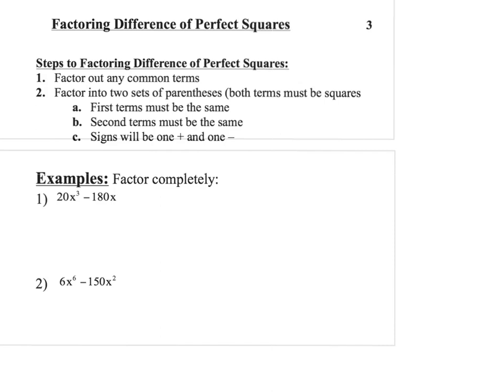So the first one in the example is 20x to the third minus 180x. I know I could take 20 out of both 20 and 180, and I could take out an x from x cubed and x to the first. So I want to take out a 20 and an x. That will leave me x squared minus 9. X squared is a perfect square because it's x times x, and 9 is a perfect square because it's 3 times 3. So 20x.